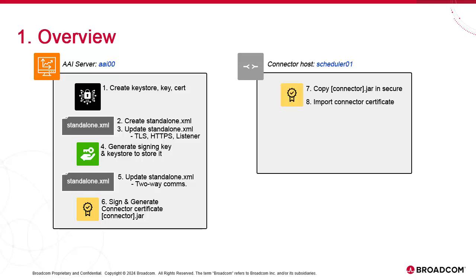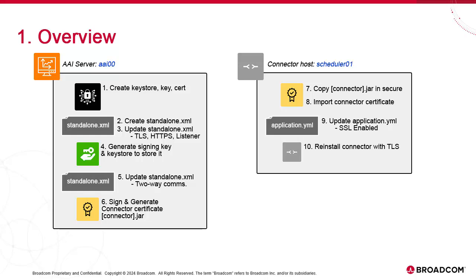Next, we import the connector certificate. Specific elements are needed, such as the AAI host, the connector name, and a few more things. On the connector host, we update the configuration file application.yaml to enable SSL. We reinstall a connector on the web interface. Again, assuming no errors, the connection between the AAI server and the connector is now properly secured.